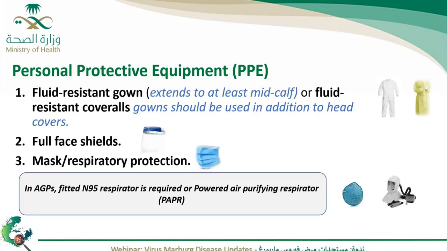Now we talk about the personal protective equipment. What is the type of personal protective equipment we need to use when we are dealing with a suspected or confirmed patient? We need to use the full fluid resistant gown, or the fluid resistant coverall, and a full face shield, mask or respiratory protection. As we mentioned before, we need to use respiratory protection like N95 or the bubble if we have any aerosol generating procedure. Next, please.